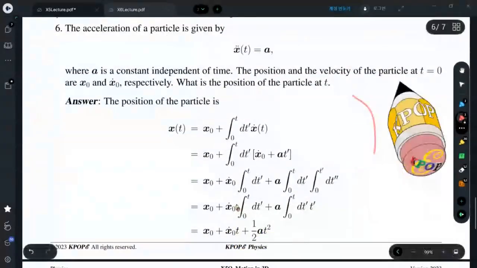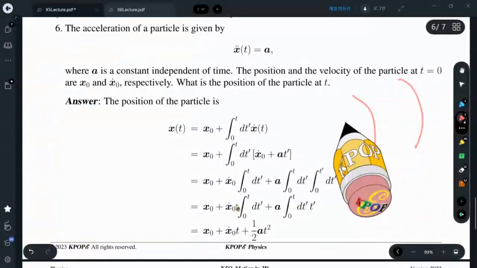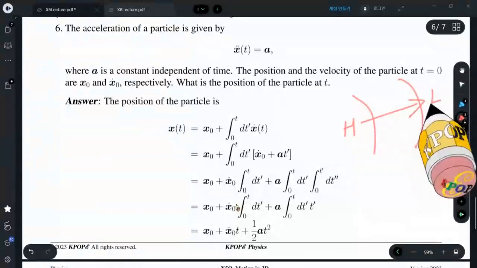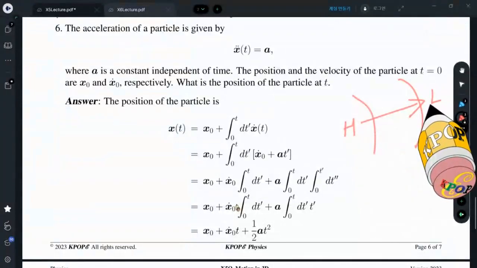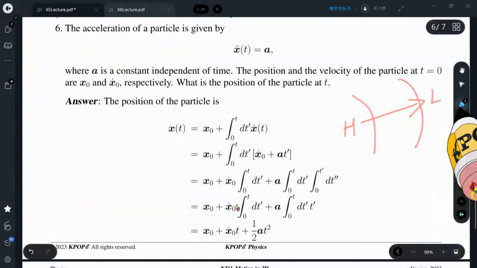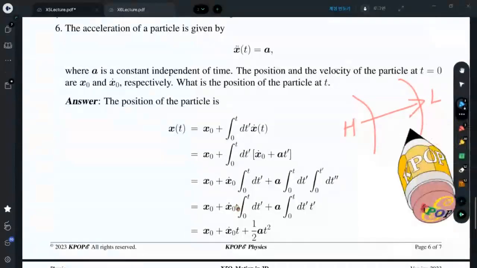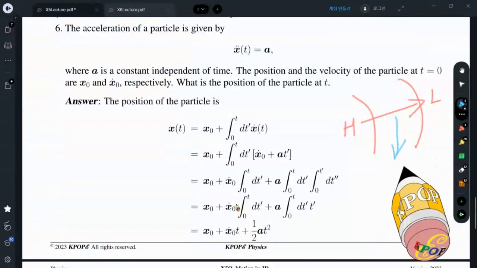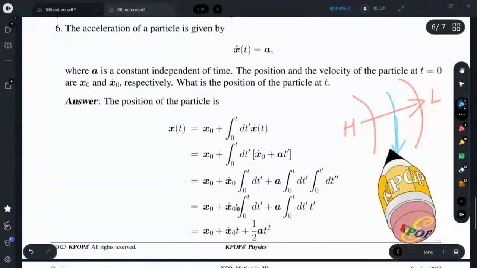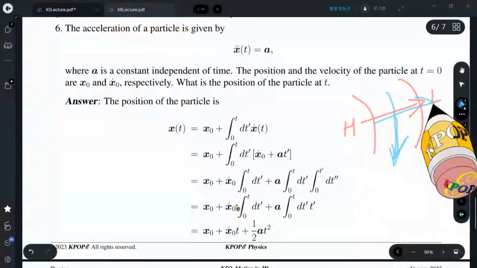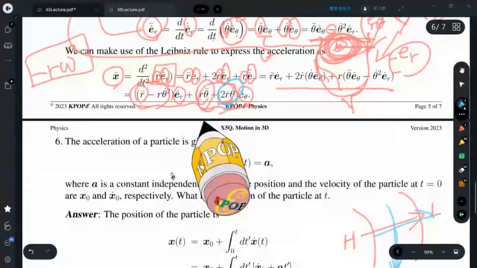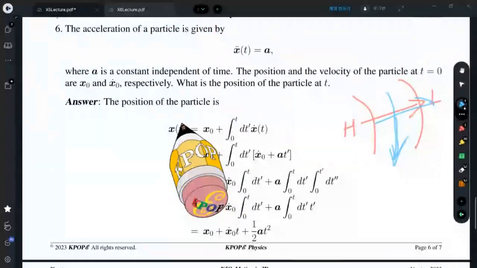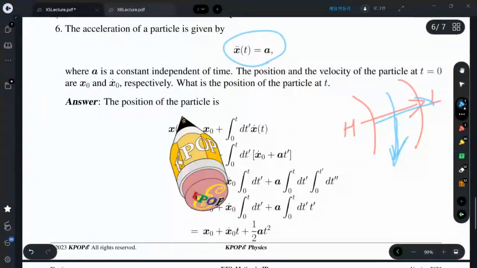You know, the wind blows directly from high pressure to low pressure only if there is no rotation of the Earth. In fact, on the northern hemisphere of the Earth, wind blows in this direction, not straight, because of the Coriolis acceleration. Okay? The acceleration of a particle is given like that.